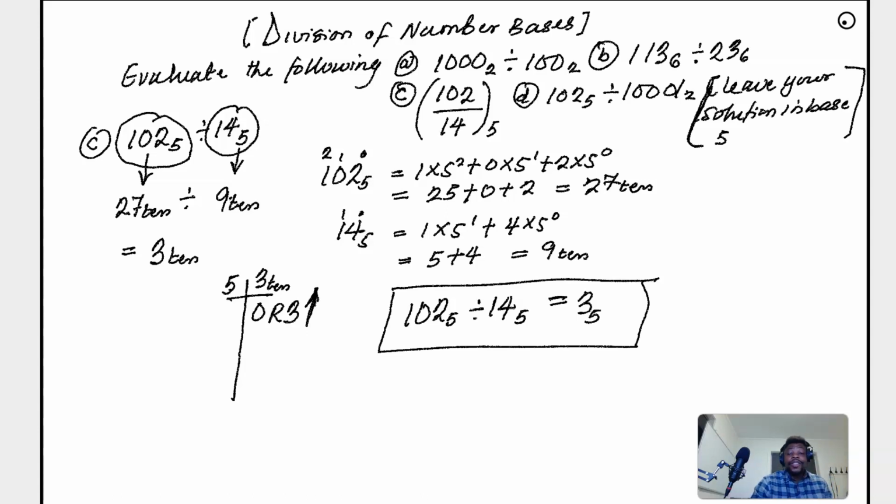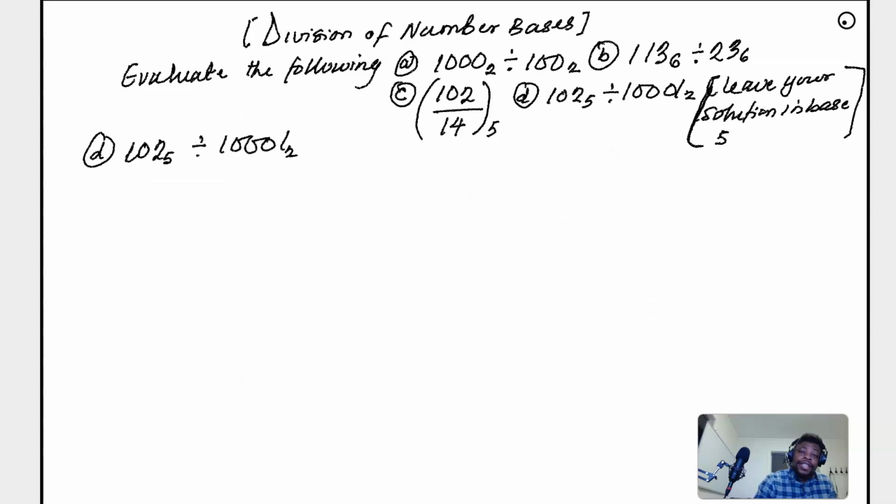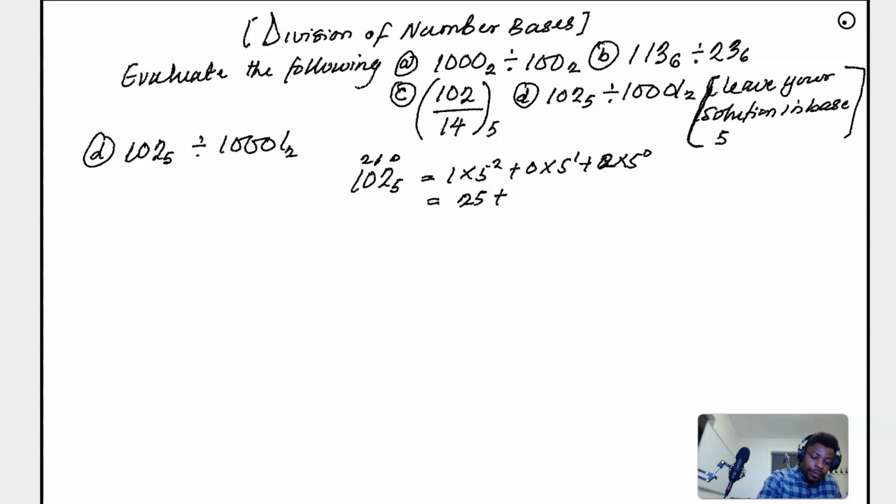Now, let's do question D. For D, do the same thing, always convert to base 10. So 102 base 5, let's convert to base 10. 1 times 5 raised by 2, 0 times 5 raised by 1, and 2 times 5 raised by 0. This is 25, 0, and 2. This is 27 base 10. So this one is 27 base 10.